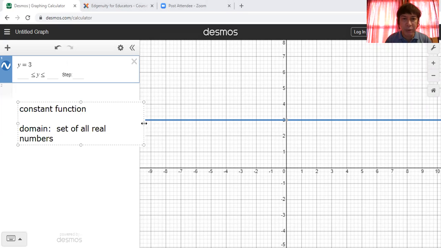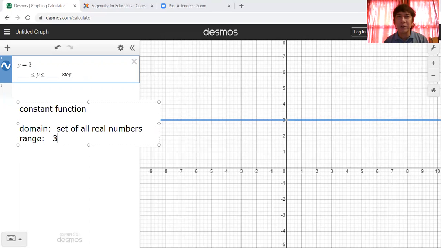That will be the possible input. And how about the output, the range? Of course, this is a constant function, and the range is a unique value, 3. For any x, it's always 3. For any value of x, it's 3. So it's a constant function. So this is the domain, and this is the range.